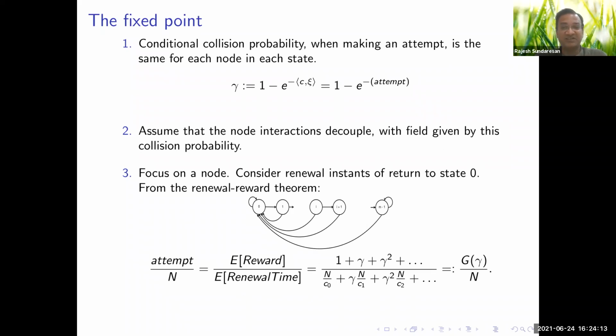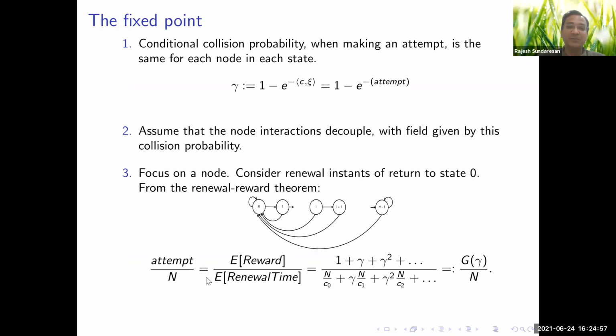And then what is the expected cycle time? Well, the number of slots I stay in state 0 is governed by my attempt rate at state 0. And that's geometric with probability C0 by n, because I'm attempting with probability C0 by n in that particular state. And the expected time in that state is then the inverse of that, that's n by C0. But with probability gamma, there is a collision. And then I go into state 1, and there I remain similarly geometric, but this time C1 by n, and therefore the expected time is n divided by C1, and so on. So you see that this can be written as something which is a function of gamma divided by n.